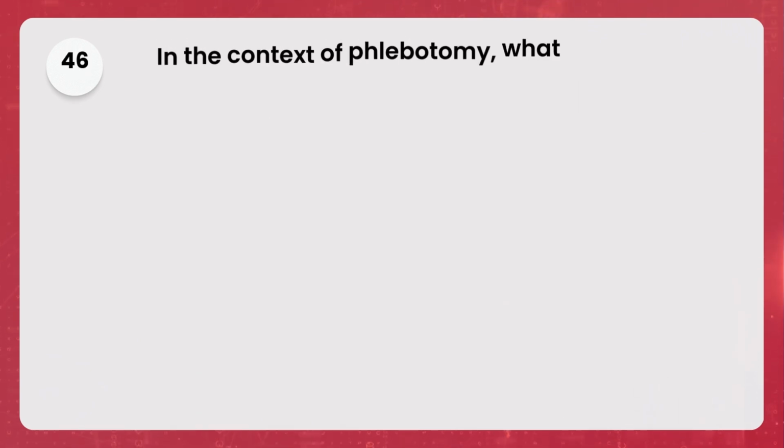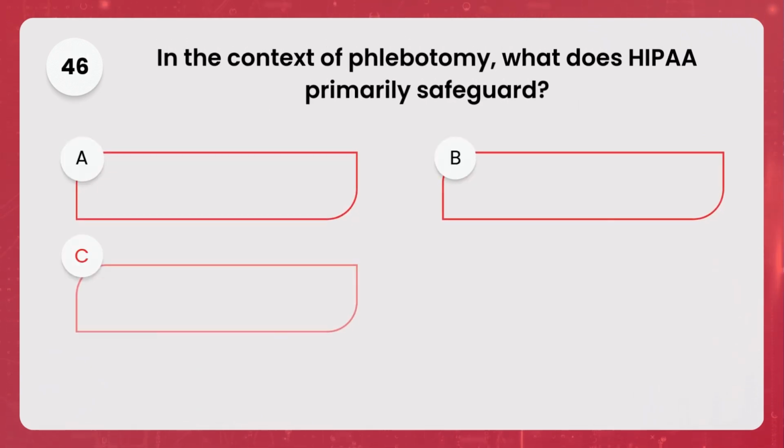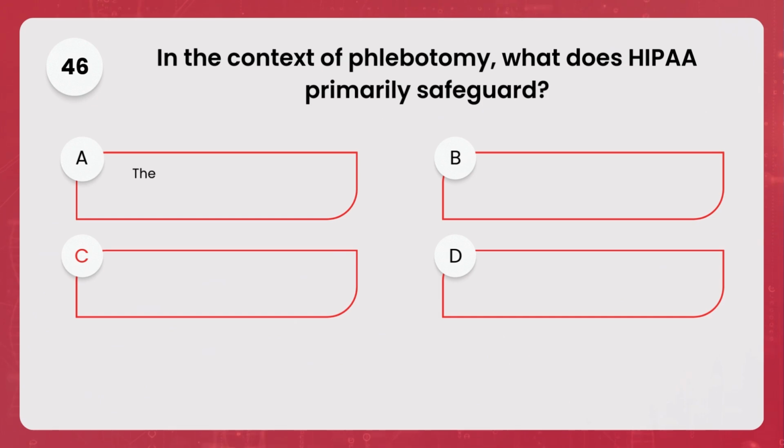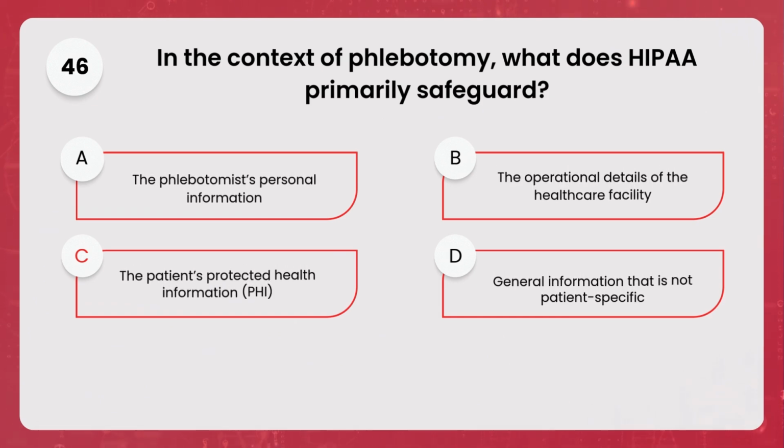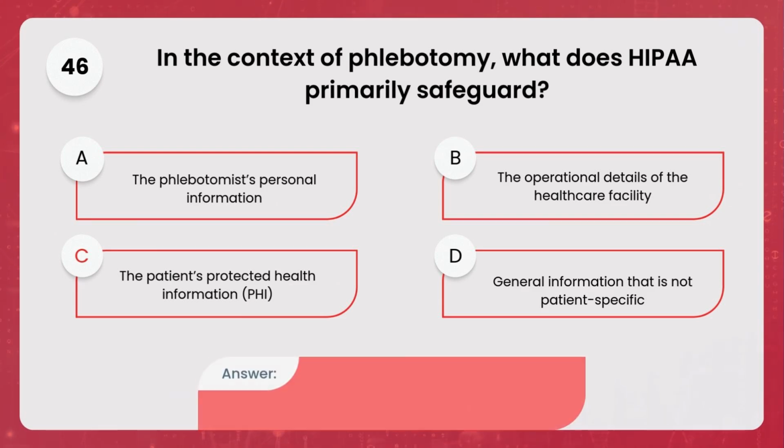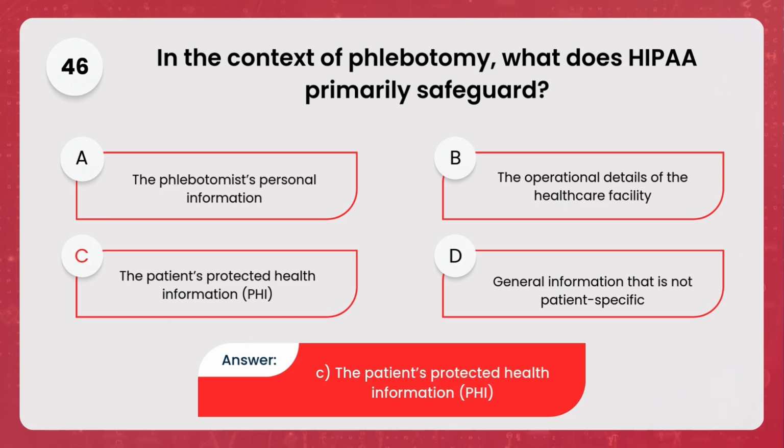Number 46. In the context of phlebotomy, what does HIPAA primarily safeguard? A. The phlebotomist's personal information. B. The operational details of the healthcare facility. C. The patient's protected health information, PHI. Or D. General information that is not patient-specific. The answer is C. The patient's protected health information, PHI.